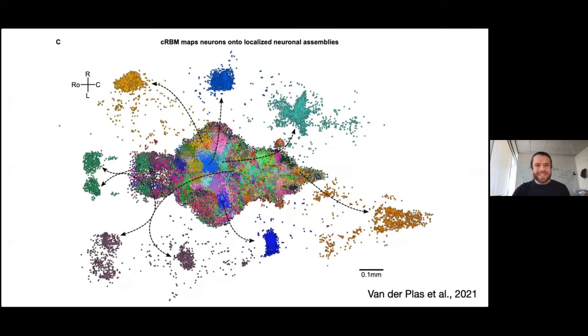sorry, I'm distracted by the, let me finish this slide. Some of these clusters correspond to, for example, clusters of cells that can be genetically labeled.